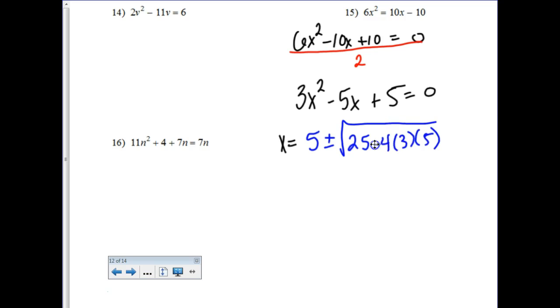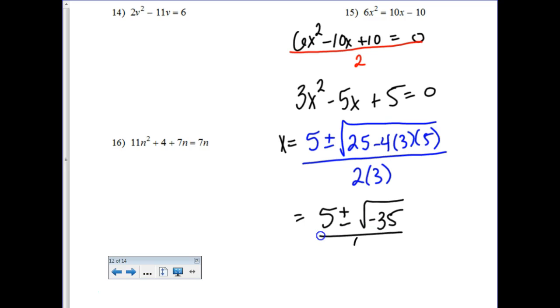Now you just calculated the discriminant for me, so I'm hoping someone remembers what that was. What is 25 minus 4 times 3 times 5? A little louder, I'm sorry. Negative 35, very good. 5 plus and minus the square root of negative 35 over 6.